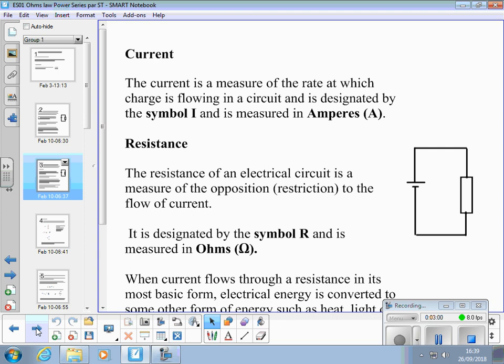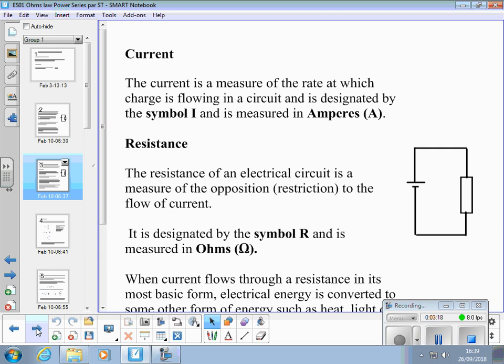Second key term. One thing about voltage, I will pull you up. If you say there's 10 volts going through that resistor, Mike, I will tell you, no, there isn't. Voltage is across, current goes through.